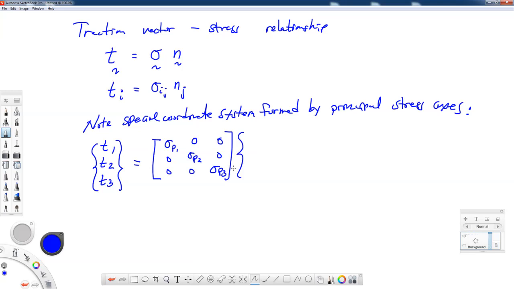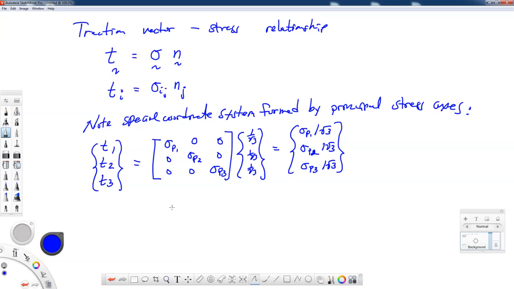And we have that very particular unit normal direction equal to 1 over the square root of 3, 1 over the square root of 3, 1 over the square root of 3. If we do these multiplications, it's pretty straightforward. The three traction vector components are the three respective principal stresses divided by the square root of 3.